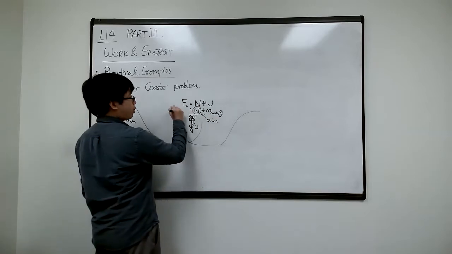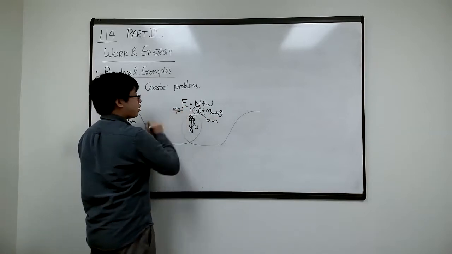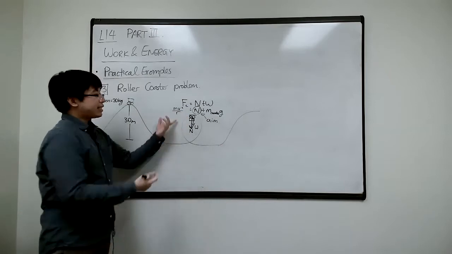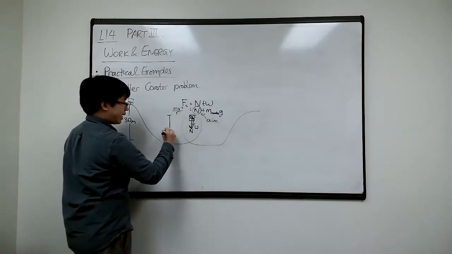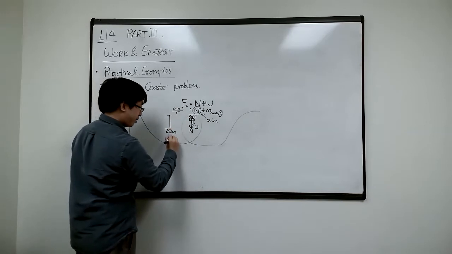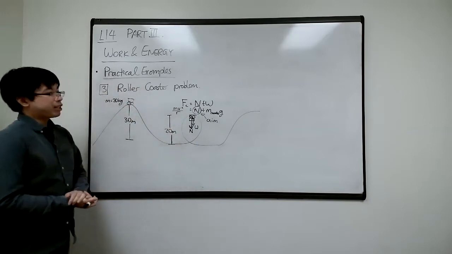Well, we need to know the mv squared over r, right? So we need to know the radius. We need to know the speed, like that. And let's say the height of this loop is going to be 20 meters. All right, so we have some numbers over here.